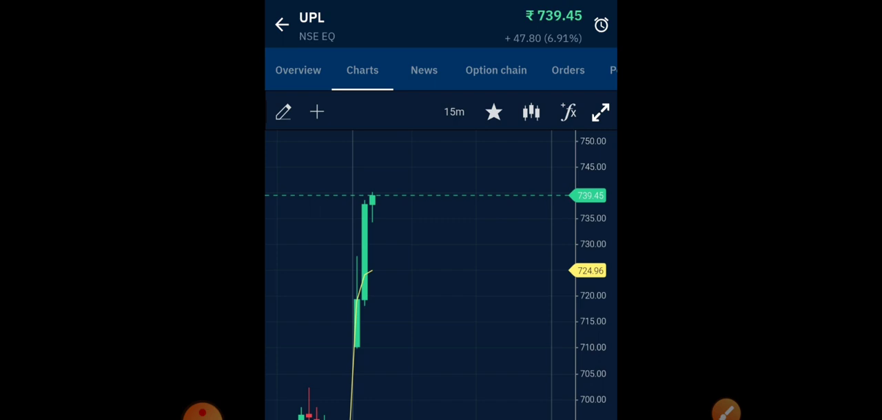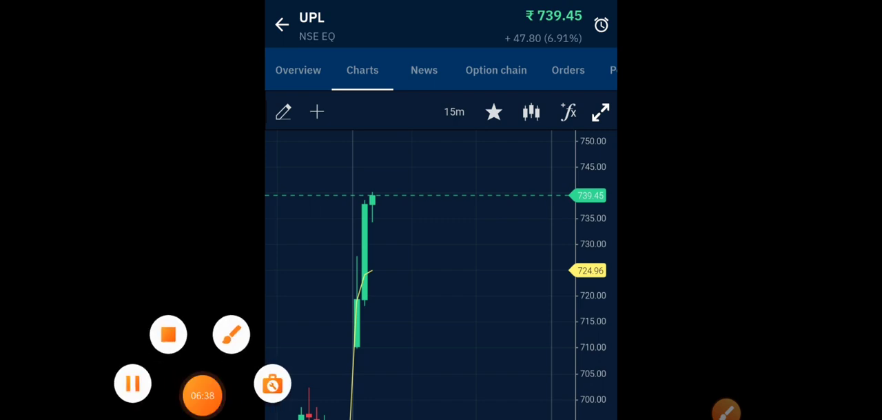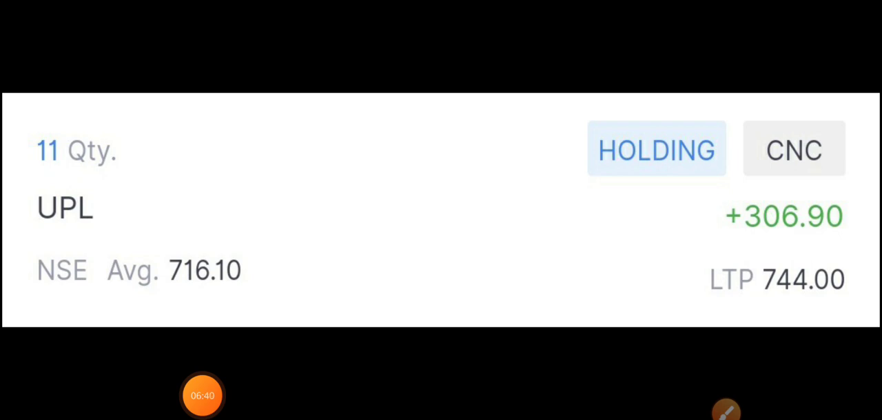Let's see ultimately where the stock has gone. Okay, so right now you can see it is near 744 rupees level, and you can see right now 300. It's okay, decent profit. So now we'll see what is the highest point that it has hit today. Currently it is near 744, and you will be surprised to see that it has even gone to 764. You can assume how much returns it has given.